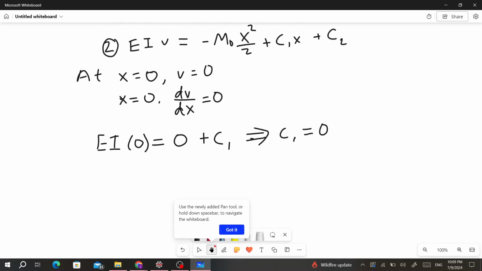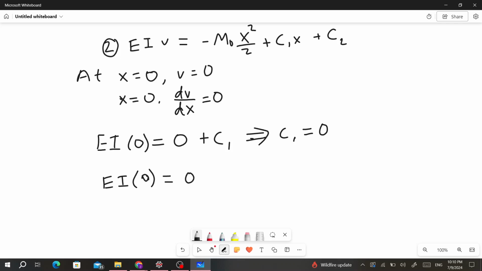And then our second constant of integration we'll get from using equation 2. We know that v is 0 at x equals 0, so EI times 0 is equal to negative M naught x squared over 2, and x is 0, so that's just 0. The second term, c1 x, x is 0, so that's 0, plus c2. So our second constant of integration is equal to 0.